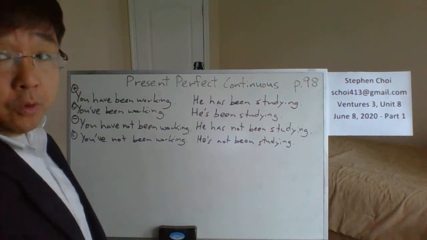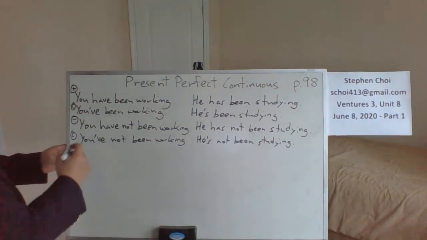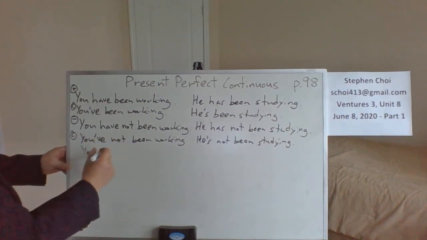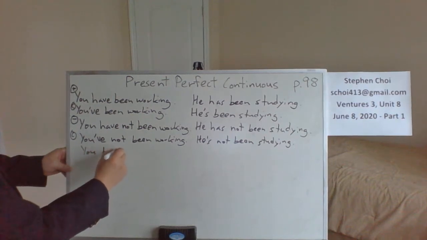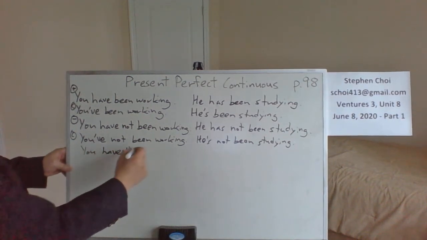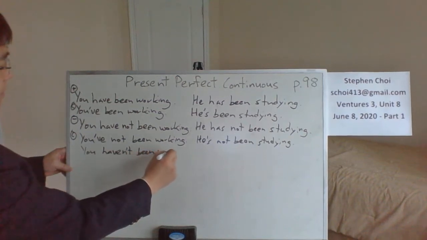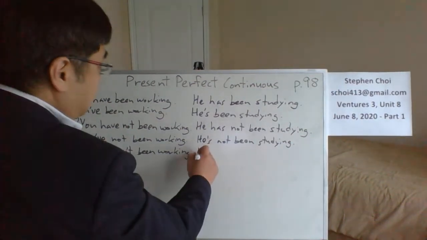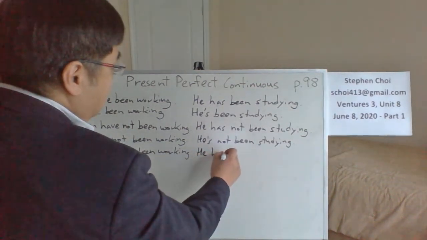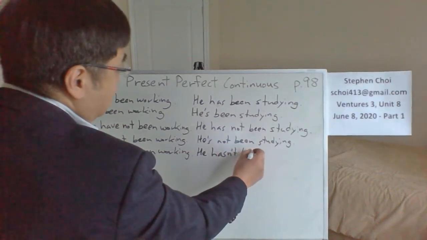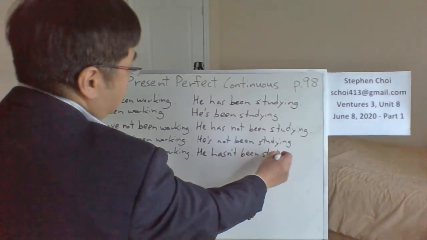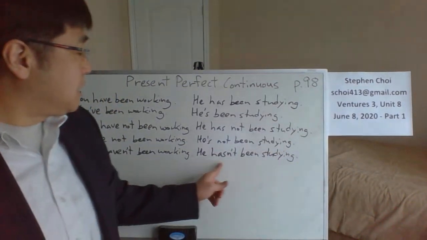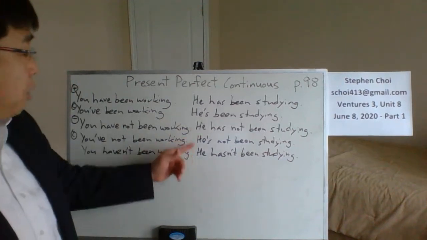Okay, what's the more common way people contract? Okay, all right, another way is you contract the second two, right? And that's more common. That's how most people speak. You have, okay, so you haven't been working, and then third person singular would be he hasn't been studying. Okay, you haven't been working. He hasn't been studying.